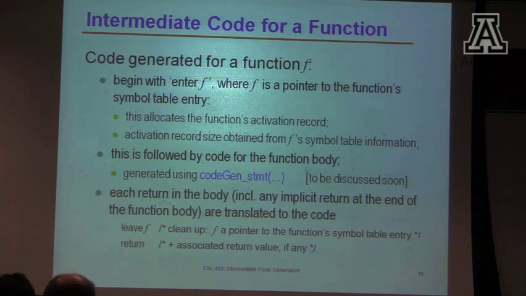By flattening it, I mean if you have expressions that have multiple operators, they get flattened out into a series of three-address instructions, each of which has at most one operator on the right-hand side. In order to do that, we need to introduce temporaries that will hold the values of these operations until they can be used.